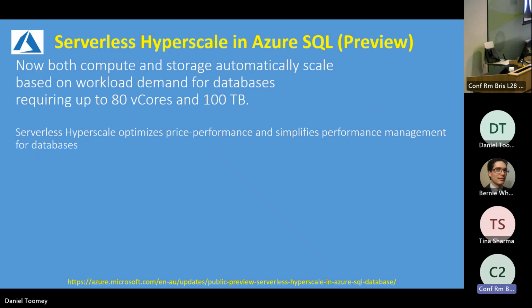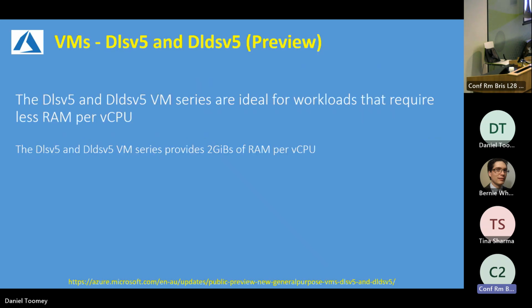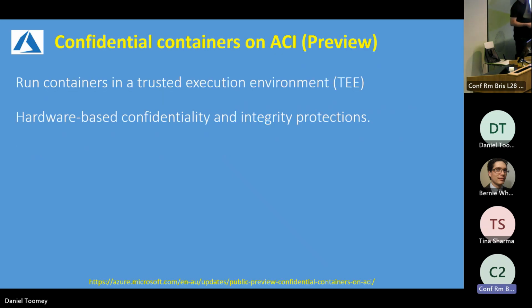Okay. Refer to the cost optimization session last week. Awesome. Thanks, Michelle. So there's a couple of new VMs with a little bit less memory per vCPU. If you've got lower intensity workloads, this is now a much more economical option if you're trying to get the right VMs. Pretty cool. And confidential containers on ACI have just gone to preview. So this is pretty cool.